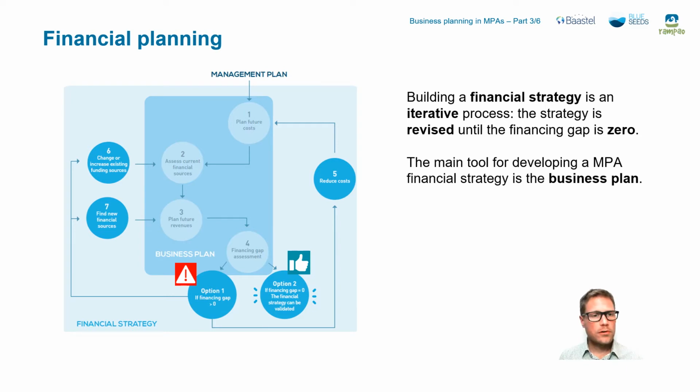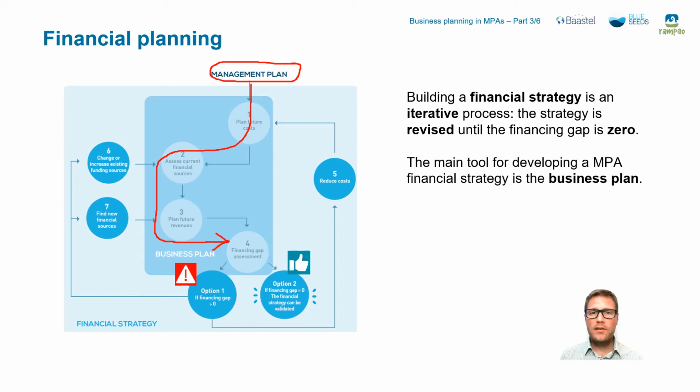Where do you start? You start with a management plan. The management plan is the Bible of your MPA because it contains all the objectives that need to be reached and thus the activities that need to be implemented to reach the conservation objectives of the MPA. So from here, you can plan future costs, and by assessing current financial resources and future revenues, you can assess your financing gap, which is the difference between costs and revenues.